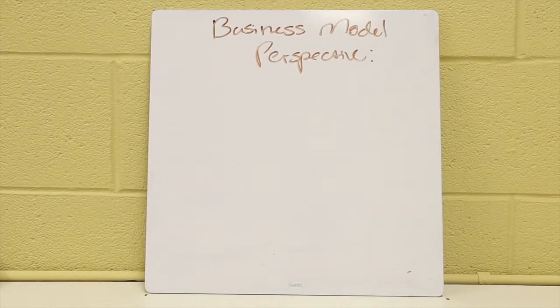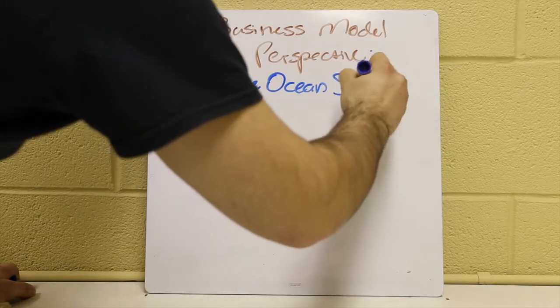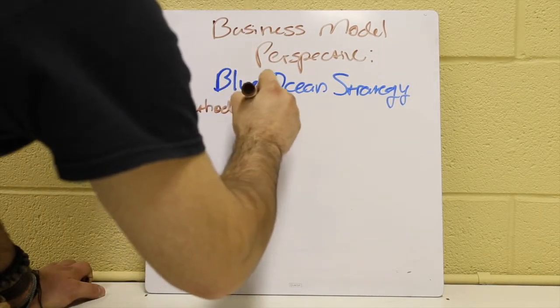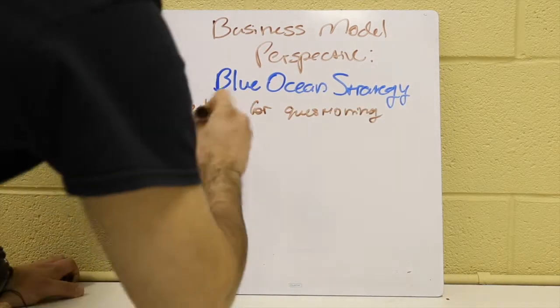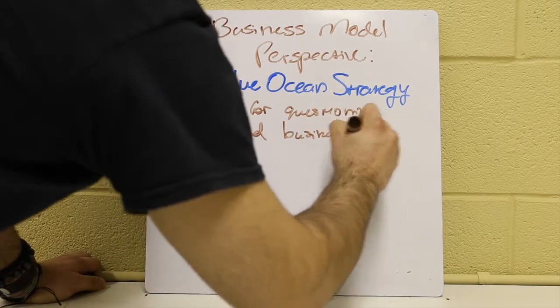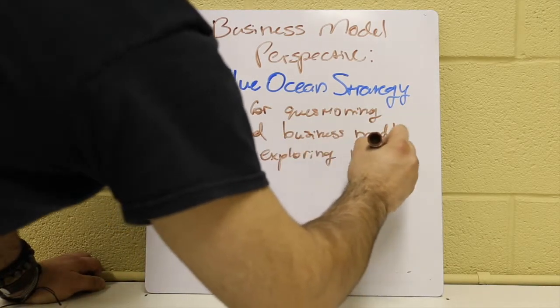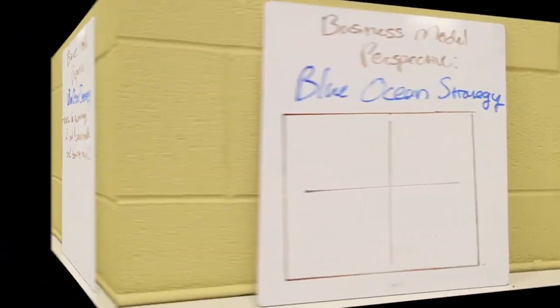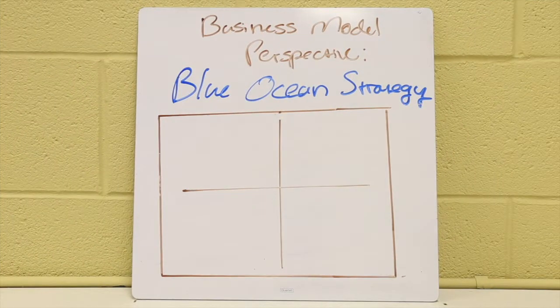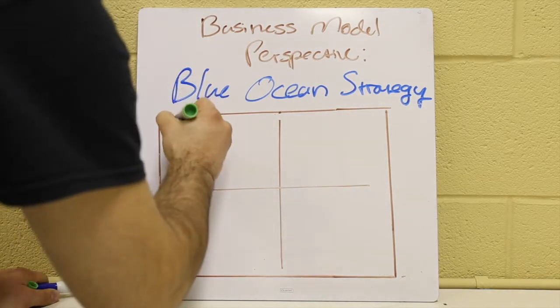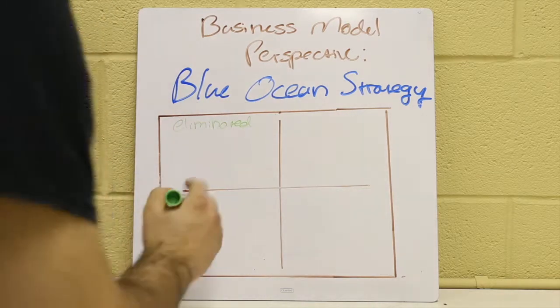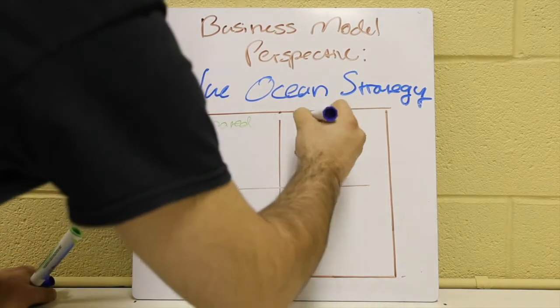The next topic that we encounter in the chapter is looking at a business model perspective of a blue ocean strategy. Definition of a blue ocean strategy is method for questioning value proposition and business models and exploring new customer segments. So what the blue ocean strategy does with each building block of the business canvas is it does three things. It looks at what can be eliminated, what can be reduced, on the other hand, what can be raised and what can be created.